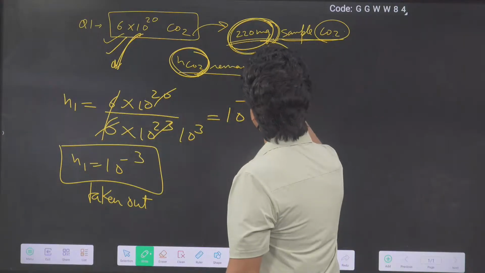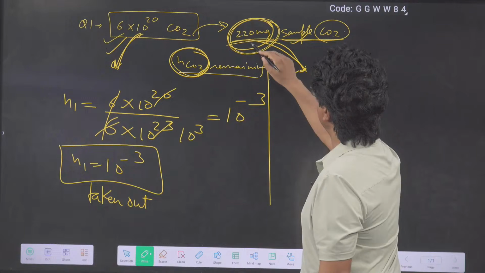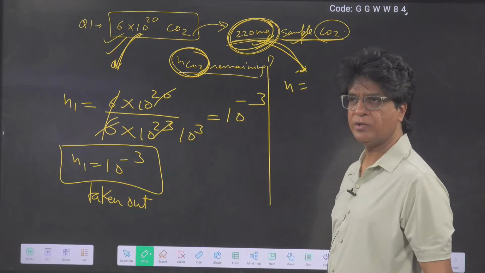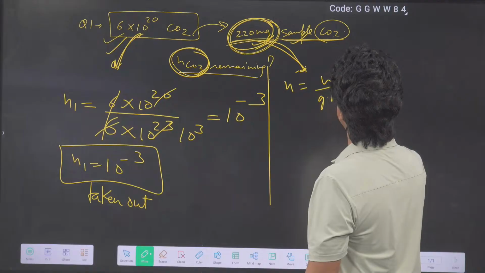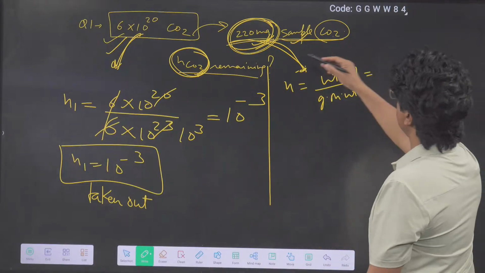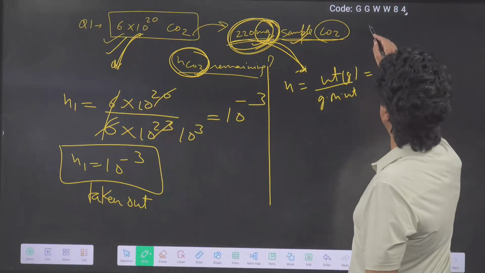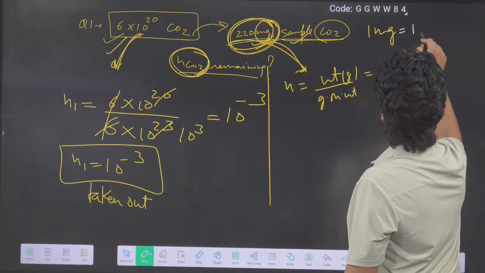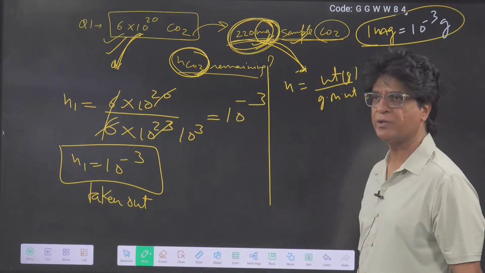And how many moles are initially present in the sample? When the weight is given, the number of moles is weight upon gram molecular weight. Now this should also be in grams, and the units should match. So they have given 220 milligram. Can we convert this into gram? 1 milligram is equal to 10 to the power of minus 3 gram. Yes or no? The meaning of milli is 10 to the power of minus 3.